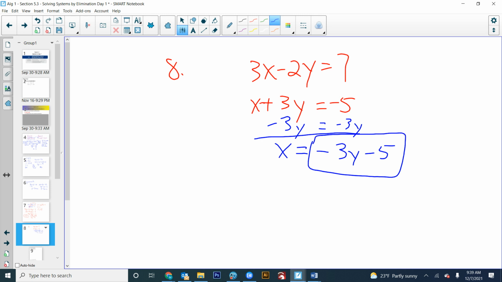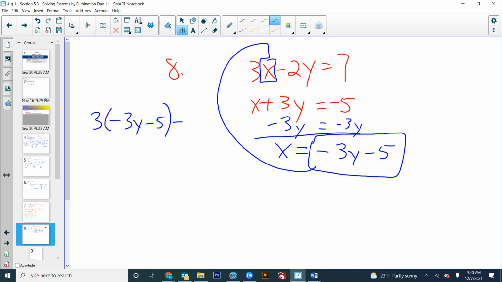Okay, now where do I need to put that? Into the other equation. All right? So it's going to be 3 times -3y minus 5 minus 2y equals 7. Brian, you want to distribute the 3? Negative 9y minus 15 minus 2y equals 7.